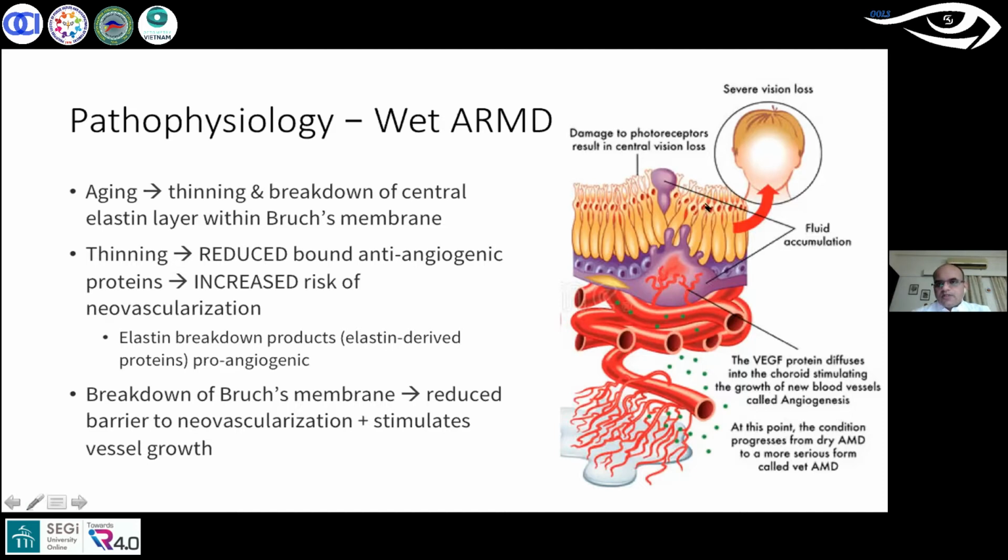So like you can see in the diagram here, you see in the Bruch's membrane there's presence of drusen, and then there's damage to the elastin, which causes the anti-angiogenic properties to come down. And as a result of the metabolic byproducts of the RPE functioning, the pro-angiogenic factor, the VEGF protein, diffuses into the choroid, stimulates new blood vessels, which then creep in through the physical loss in the barrier to the area under the RPE and cause damage over there.